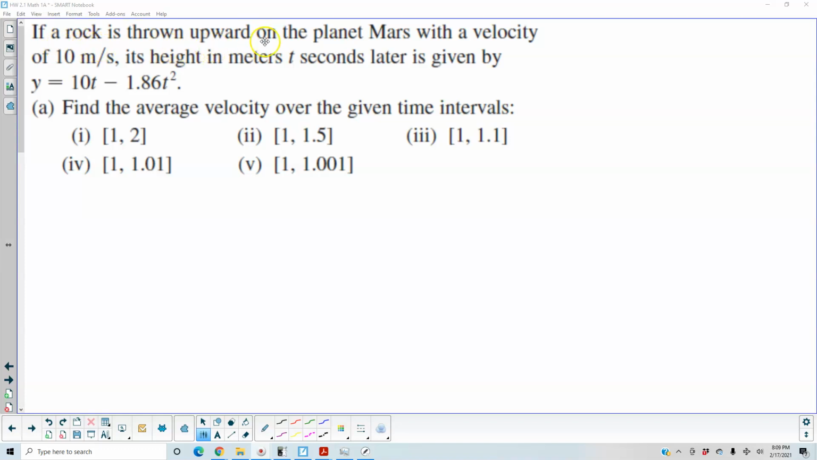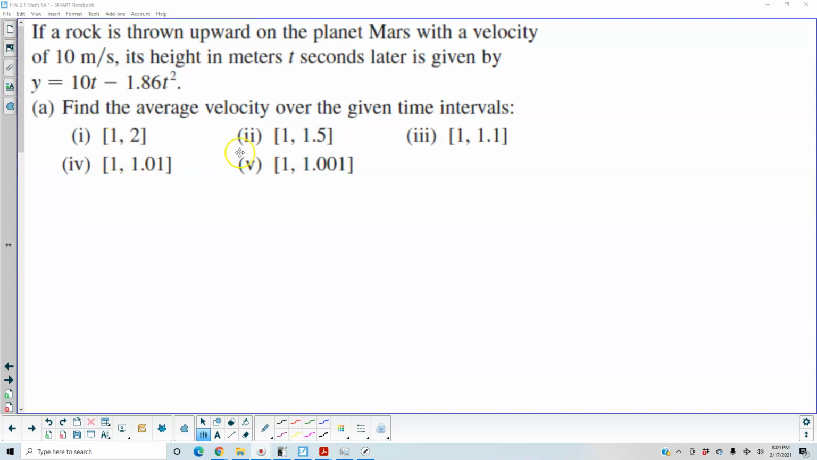If a rock is thrown upward on the planet Mars with a velocity of 10 meters per second, its height in meters t seconds later is given by y equals 10t minus 1.86t squared. In part A, we want to find the average velocity over the given time intervals.